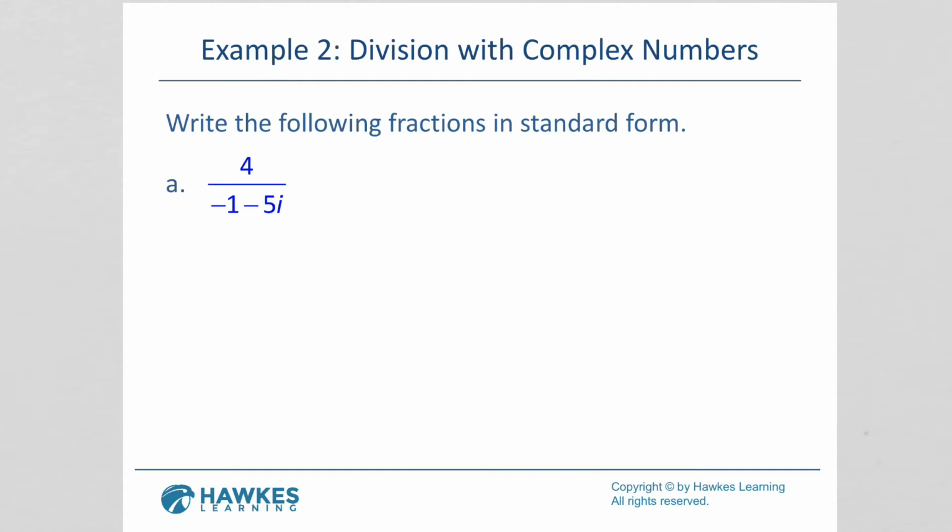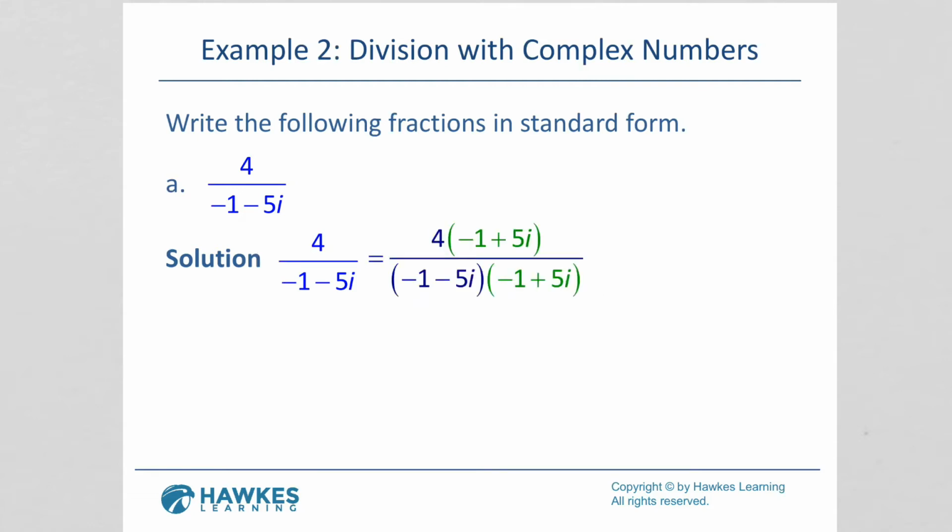Example 2, write the following fractions in standard form. 2a is 4 over the quantity negative 1 minus 5i. The complex conjugate of negative 1 minus 5i is going to be negative 1 plus 5i, so I'm going to multiply my numerator and my denominator times that amount.